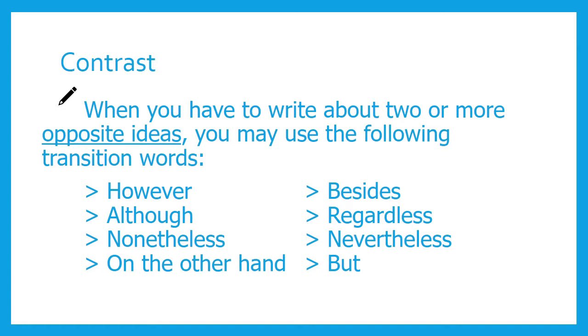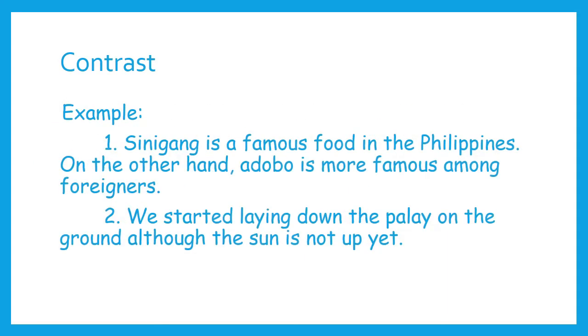Now let's take the transition signals used for contrasting ideas or information. These words are used when we write or talk about two or more related but contrasting or opposite ideas or information. Here are the most commonly used transition signals. However, besides, although, regardless, but, nonetheless, nevertheless, and on the other hand. Take a look at statement number 1.